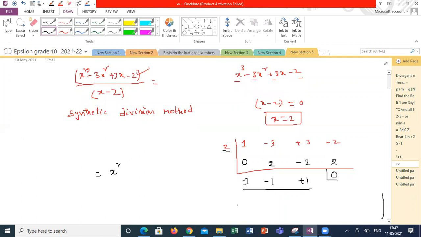This is x square term, this is x term, this is constant term. Because you are dividing a cubic equation with a linear equation, the answer is always a quadratic equation here. Guys, is it clear what I am doing? Understood what the synthetic division method is, how to do it?